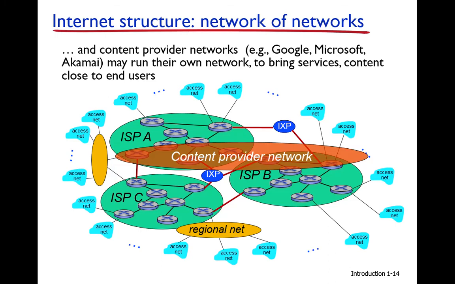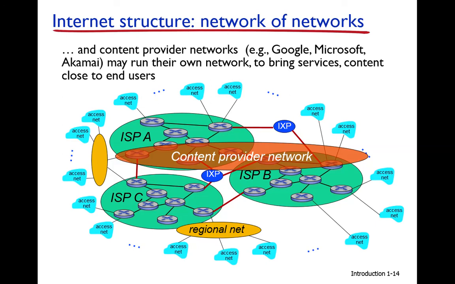Similarly, in the internet, there are some companies, for example, Google, Microsoft, and others, and they have deployed their own network in the world. This is called a content provider network. They have deployed their own network, their own routers throughout the world to connect their data centers, their servers, with the rest to the users.